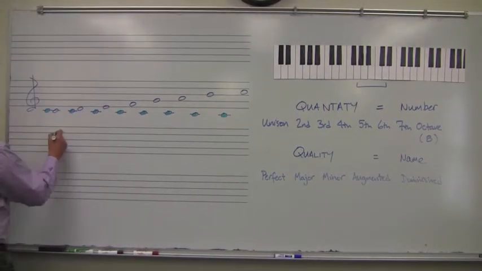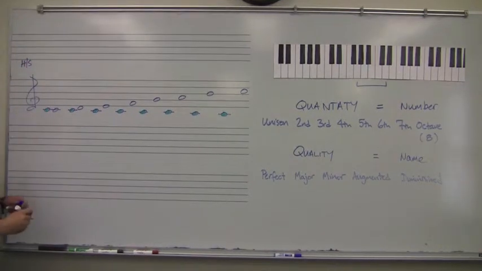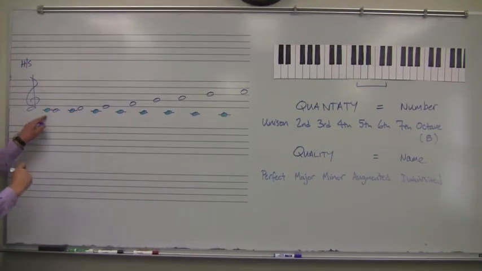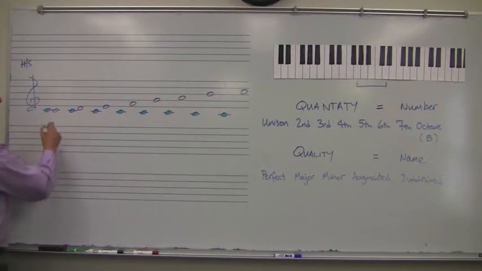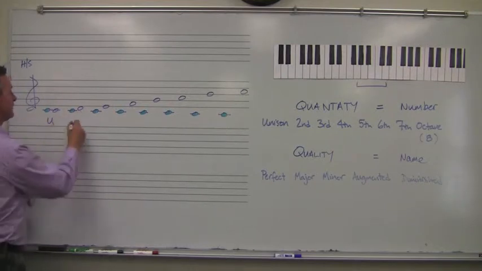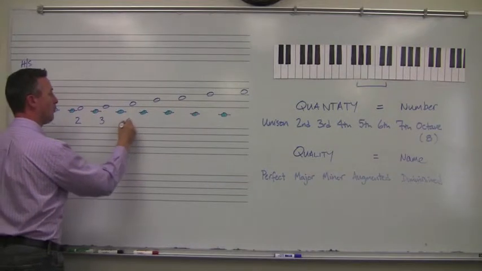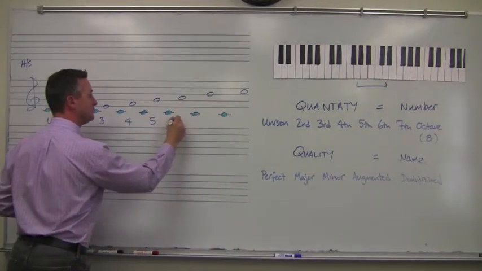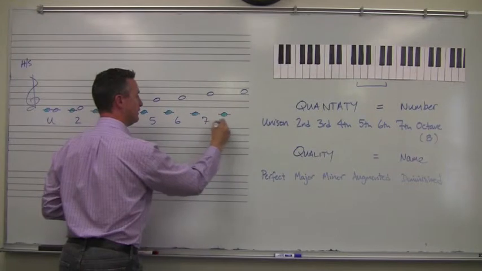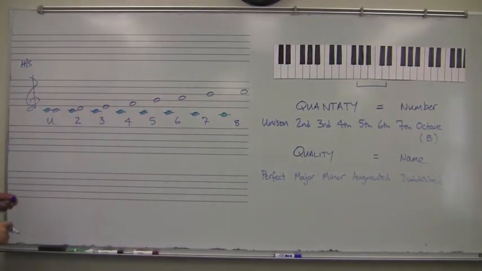So the number of lines and spaces is going to go under here, the number of half steps will go above. So, this first one, the number of lines and spaces, 1 line or space is used. So it is called a unison. In this case, 2 lines and spaces, some kind of seconds. 3 lines and spaces, 4, 5, 6, 7, and then 8, which we will refer to as an octave. I hope that makes sense.